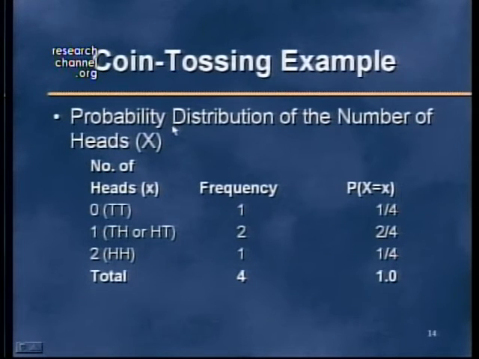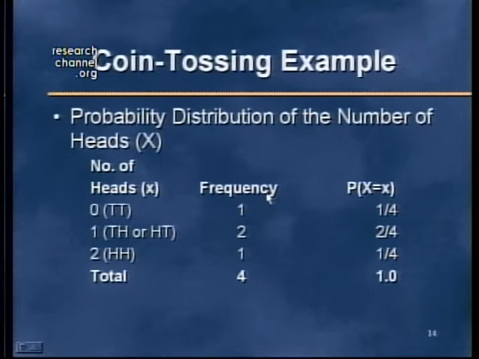So if I was interested in the probability distribution of the number of heads that one could observe when tossing a fair coin twice, we saw that we might have had 0 heads. We could have had 1 head, either the outcome in which we first had a tail followed by a head or a head followed by a tail. So there are two different ways in which we could observe just 1 head. And lastly, the other possible outcome is 2 heads, and we saw that the frequency of that was 1 out of 4. Again, these are the only possible outcomes we could have, right? Either 0, 1, or 2 heads when we toss a coin twice.